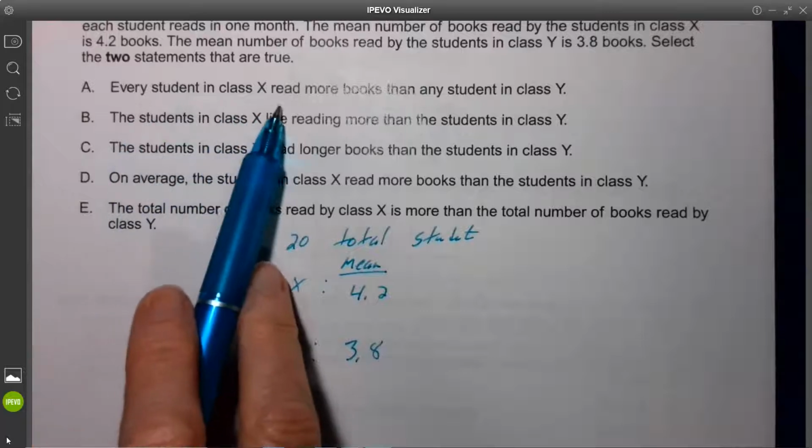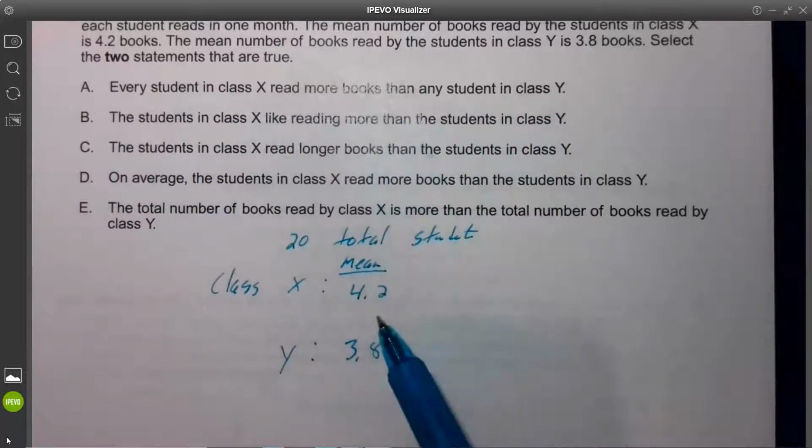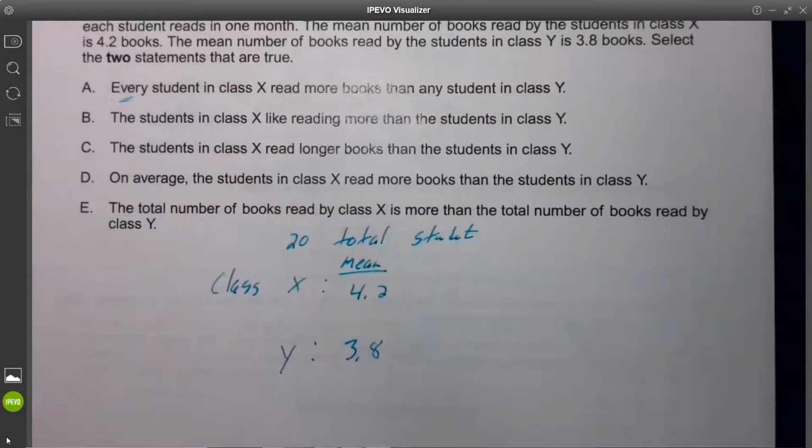Every student in class X read more books than every student in class Y. Whenever they say "every," that's kind of a big clue that it's probably not going to be that, because that is really exact. And we're talking about mean. We're talking about the average number of books that everybody read. So that one's going to get eliminated.